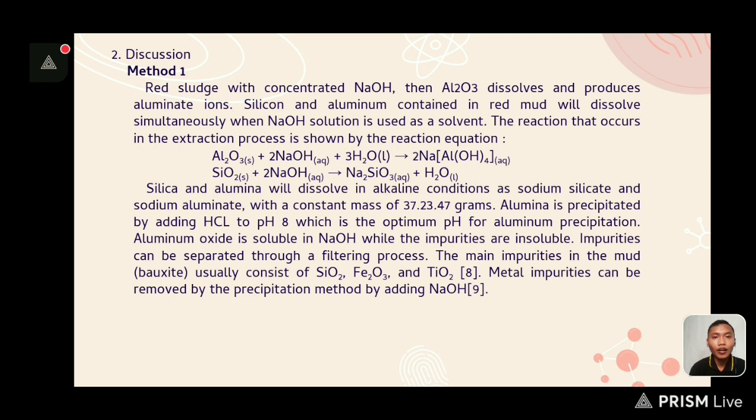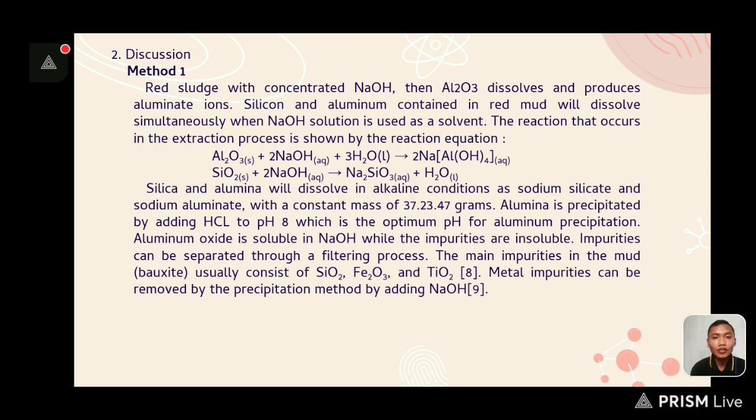The reaction that occurs in the extraction process is described by the reaction equation. Silica and alumina will dissolve in alkaline conditions as sodium silicate and sodium aluminate with a constant mass of 13.7, 12.3, 14.7 grams. Alumina is precipitated by adding HCl to pH 8, which is the optimum pH for aluminum precipitation.